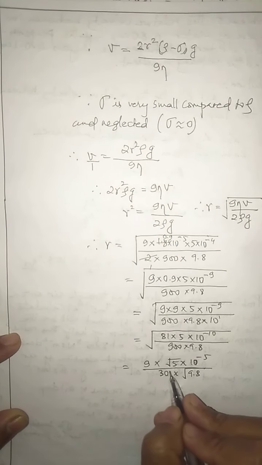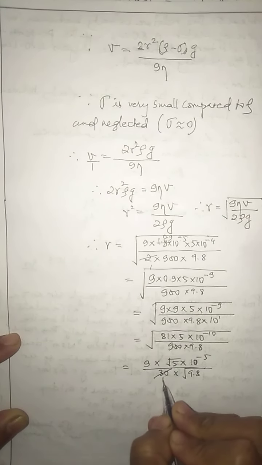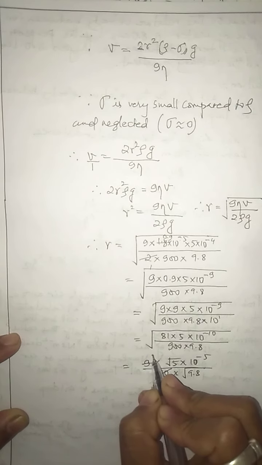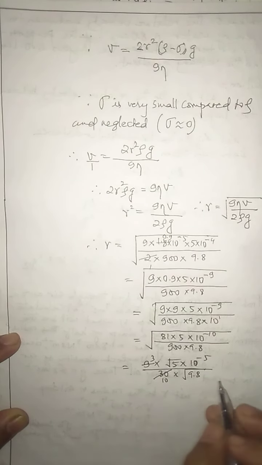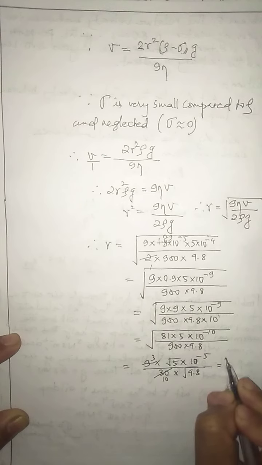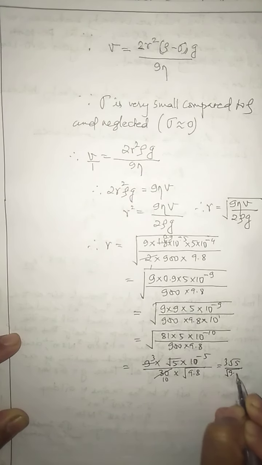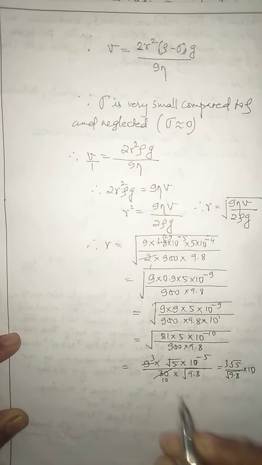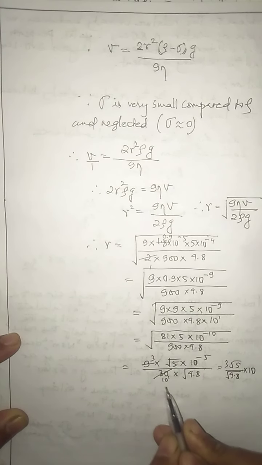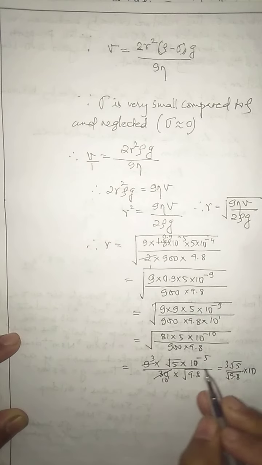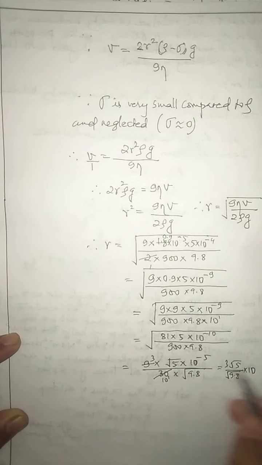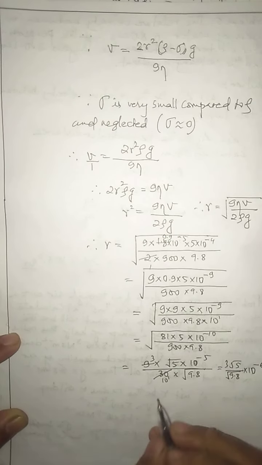Now we can simplify this quantity. We can divide. So 3 10s are 30, 3 3s are 9. Now it will be how much? 3 root 5 by square root of 9.8 into 10 power. Now this 10 is in the denominator. If I take it in the numerator, it is 10 to the minus 1. So minus 5 minus 1 means minus 6. So I'll keep the power 10 to the minus 6 only.